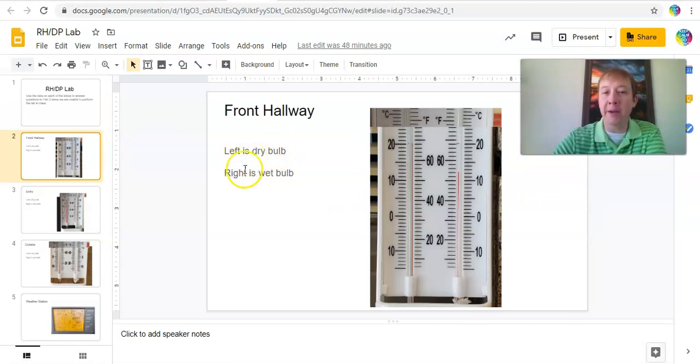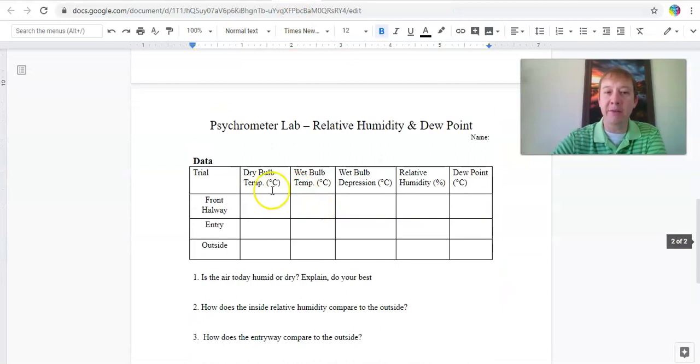Left is the dry bulb, right is the wet bulb. So you can look here and actually see the dry bulb, and we're using Celsius, which is on the left side here, and then the right side for the wet bulb. So you can see it'd be right about 20 degrees Celsius for the dry bulb. The wet bulb, you can tell, is 10, 11, 12, so it's right about 12. So it'd be 20 degrees Celsius for the dry bulb, 12 degrees Celsius for the wet bulb. Come back and come down here, and you can actually fill it in. Dry bulb will be 20, wet bulb will be 12. And you can use that information to figure out what the depression is, the humidity, and dew point.